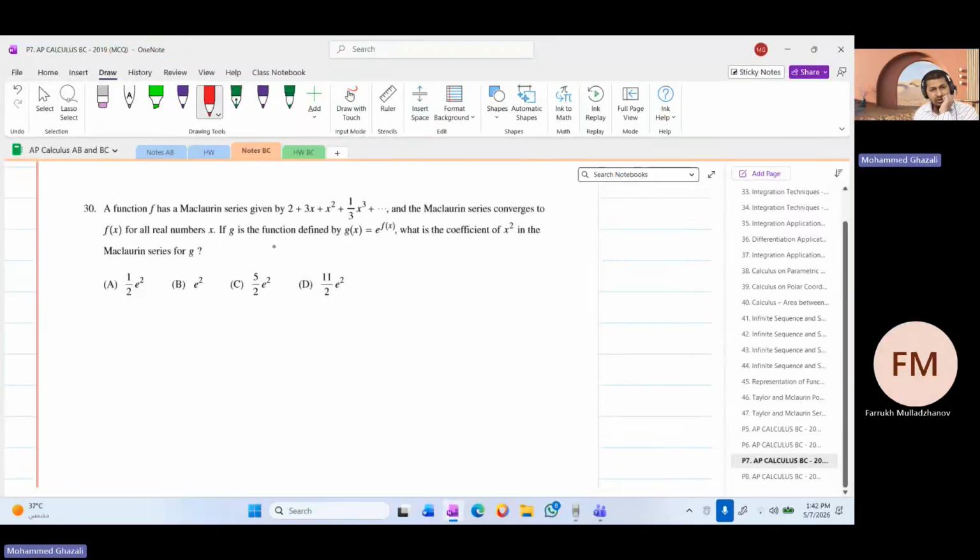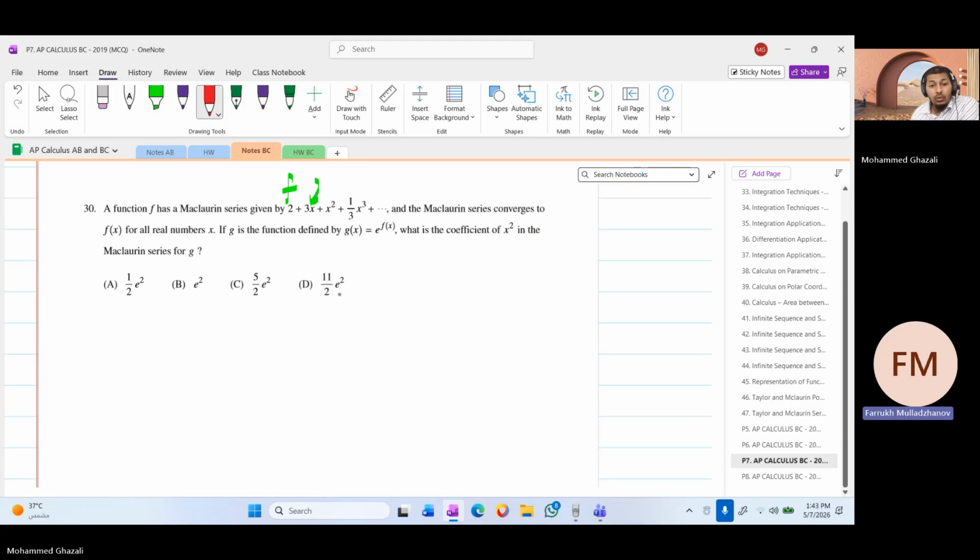A function f has a Maclaurin series given by this, and the Maclaurin series converges to f of x for all real numbers x. If g is a function defined by g of x equals e to the power f of x, what is the coefficient of x squared in the Maclaurin series for g? Are we good?